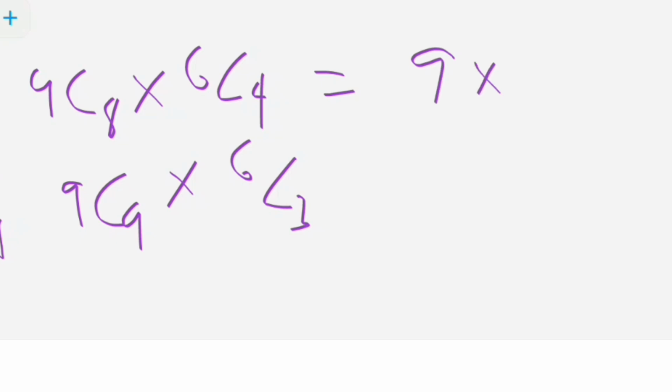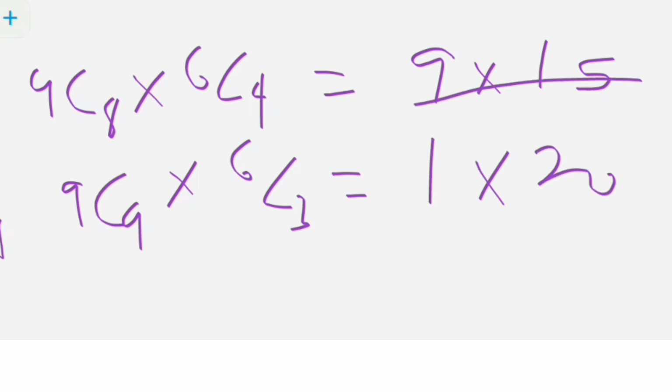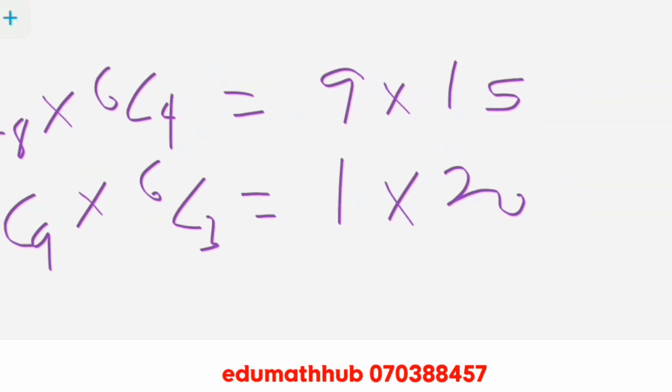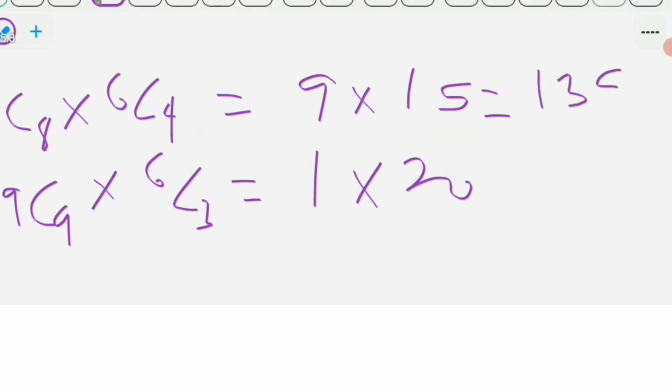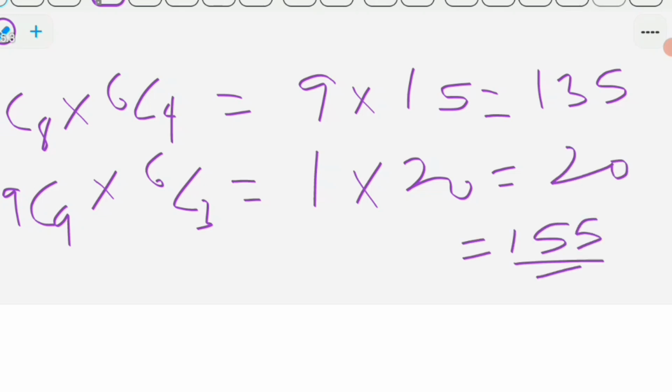9C8 is 9, 6C4 is 15, equals to, then 9C9, it means that you have 9 men and you want to pick those 9 men. There's only one way of doing it. So 9C9 is 1 times 6C3 is 20. So if you solve this out, you will get 9 times 15 is 135, and this one will give you 20. So just add it together, you get 155. So that's the total arrangement you can have. So the answer to that question is 155.